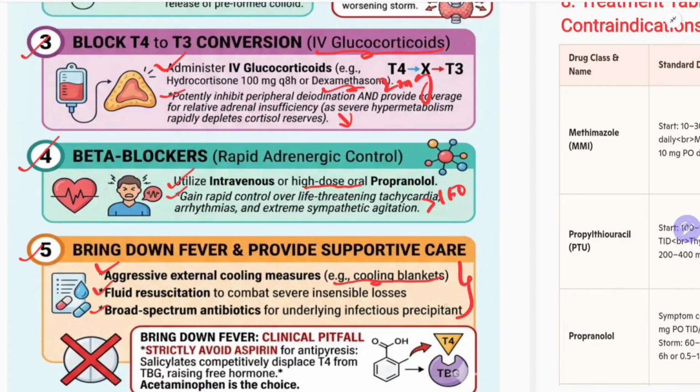So 3 things you are going to do. One thing is you are bringing down the temperature with cooling blankets. Second, you are providing IV fluids, and third, you are giving antibiotics. Okay. Bring down fever, clinical pitfall.